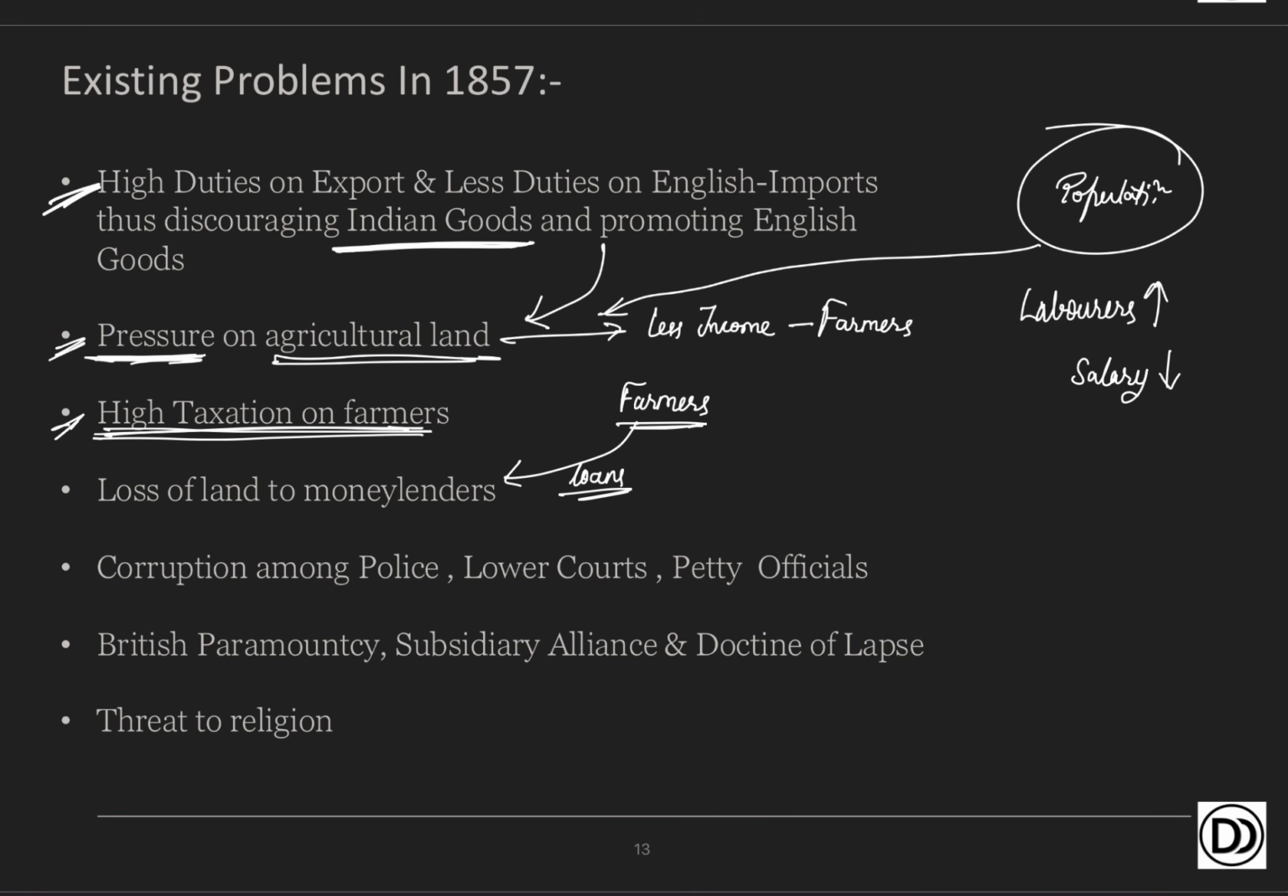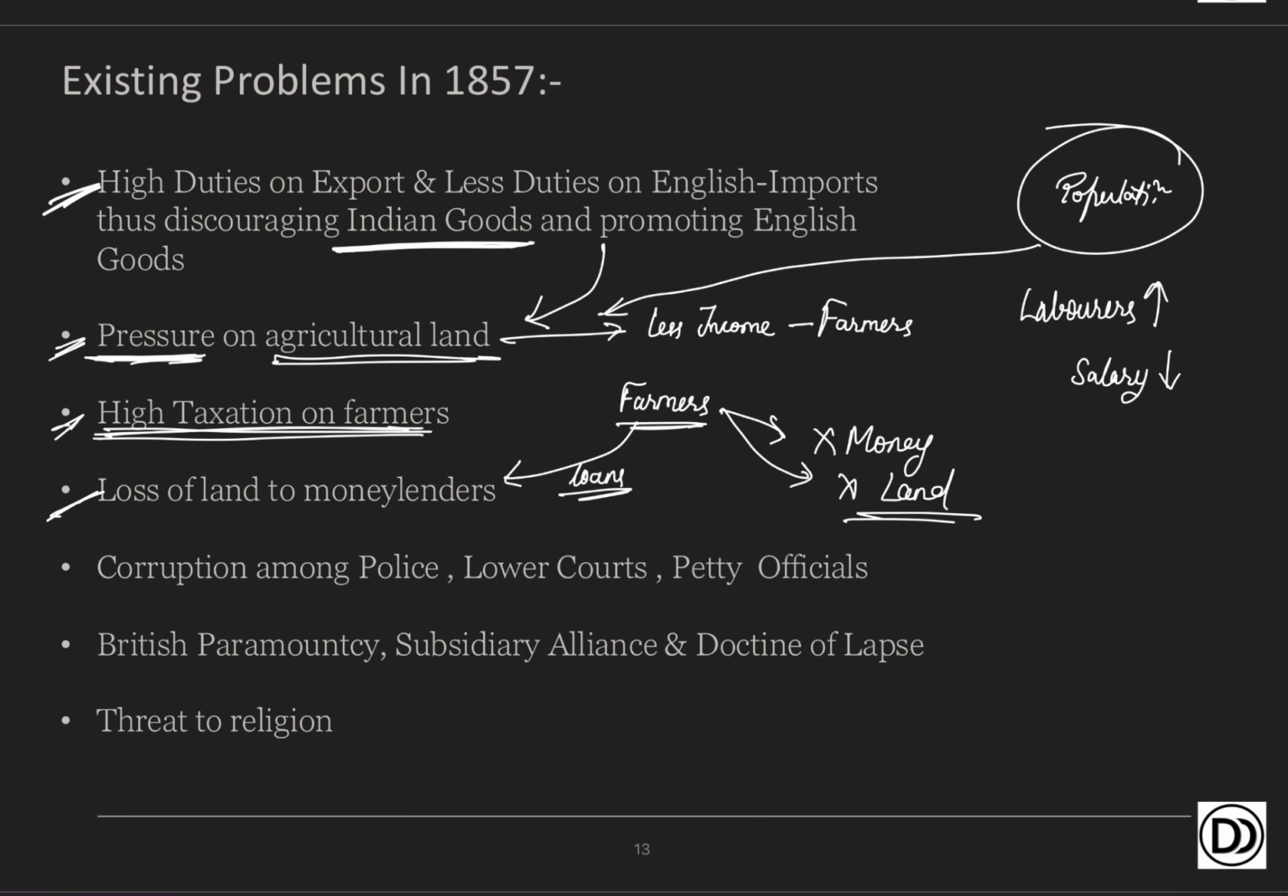The collateral was their land. They used to keep land as a collateral in the hands of money lenders and take loans to pay the tax and to have money for their own survival. And whenever the farmers were not able to repay these loans, the money lenders used to take the lands from the farmers. So farmers used to have no money, and now no land, because the money lender has taken the land from the farmer. So loss of land, loss of livelihood.